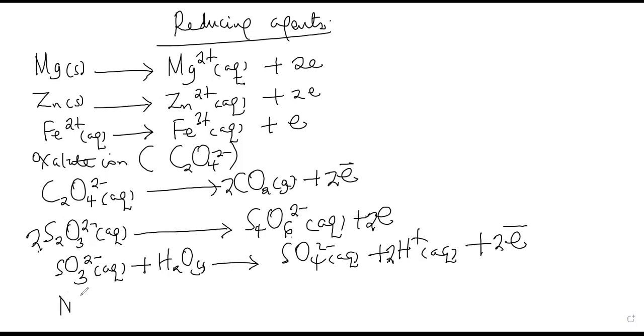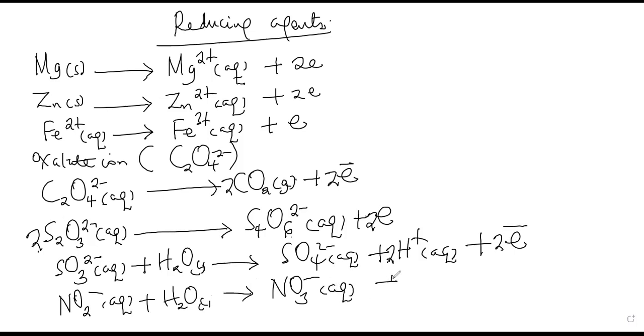Then a nitrite, still in the presence of water, liquid, gets oxidized to a nitrate, sorry, a nitrate, and hydrogen ions, and I guess 2 electrons. The moment you understand the logic, then you are done.